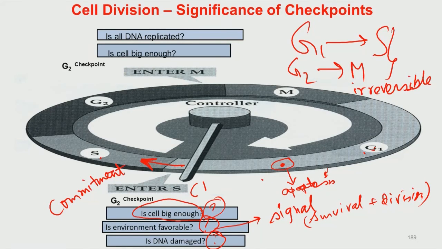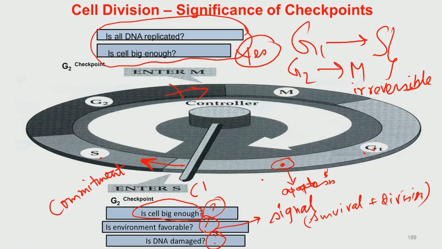Similarly, when a cell wants to go from G2 to M phase, again the cell has to answer two different questions. Is all DNA replicated? Is the cell big enough? And if the answer is yes to both questions, then only will the cell be committed to enter the M phase. So, this is your G2 checkpoint, and that is another. This is your G1 checkpoint, and this is your G2 checkpoint. These two checkpoints are very important, and they determine the level of commitment of the cell to undergo the cell division process.